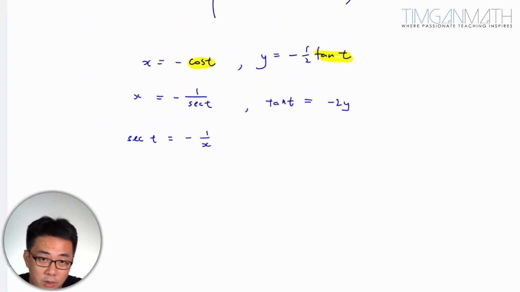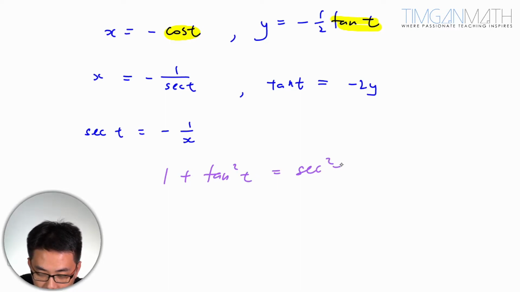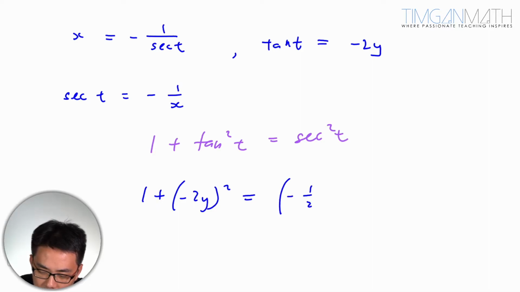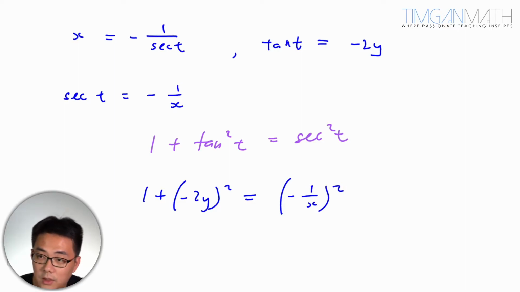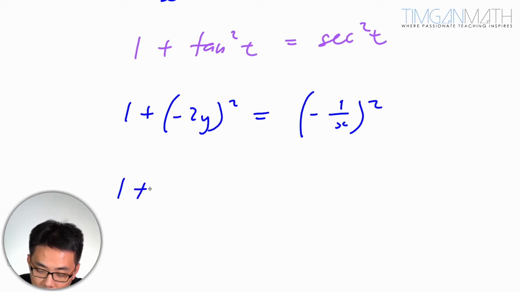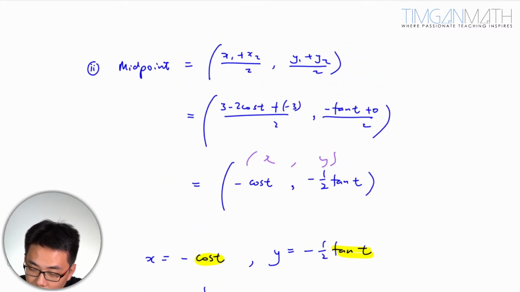Why do I need this? Actually, there are many ways you can do it. You can draw a triangle or whatnot, but here what we can do is use the identity 1 plus tangent squared t equals secant squared t. So I'm going to relate these two, and I get 1 plus (minus 2y) squared equals negative 1 over x squared, so this is 1 over x squared. Once this is done, we can make y the subject if you want to.